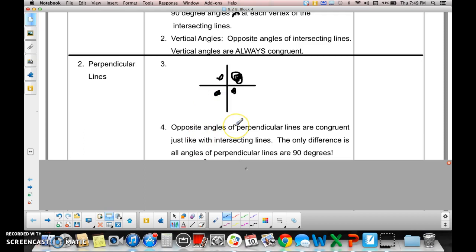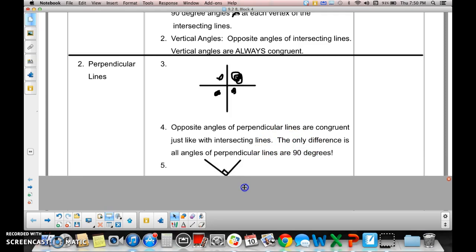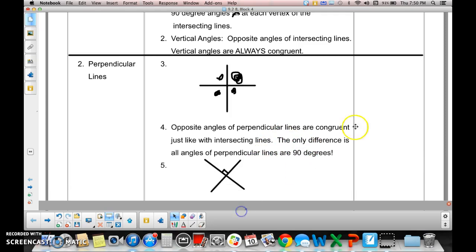So opposite angles of perpendicular lines are congruent, just like with intersecting lines. The big thing here is opposite angles of perpendicular lines, just like all angles on perpendicular lines, form 90 degrees. As it says, the only difference is all angles of perpendicular lines are 90 degrees. Number 5 is just another example of perpendicular lines.